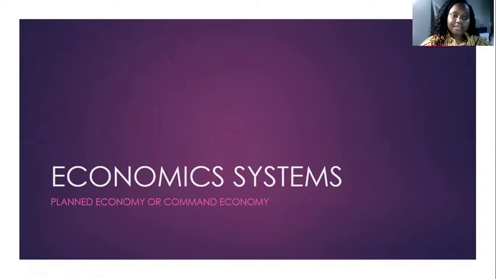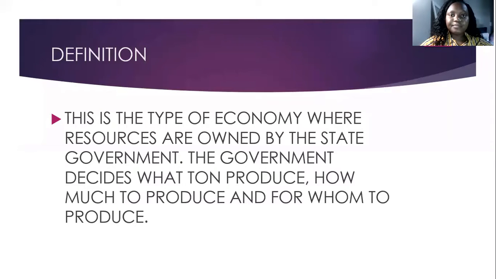Today we are going to talk about the economic system, whereby we'll start with planned economy or command economy. Planned economy or command economy is the type of economy where resources are owned by the state, or let me say the government, and the government decides what to produce, how to produce, and whom to produce.